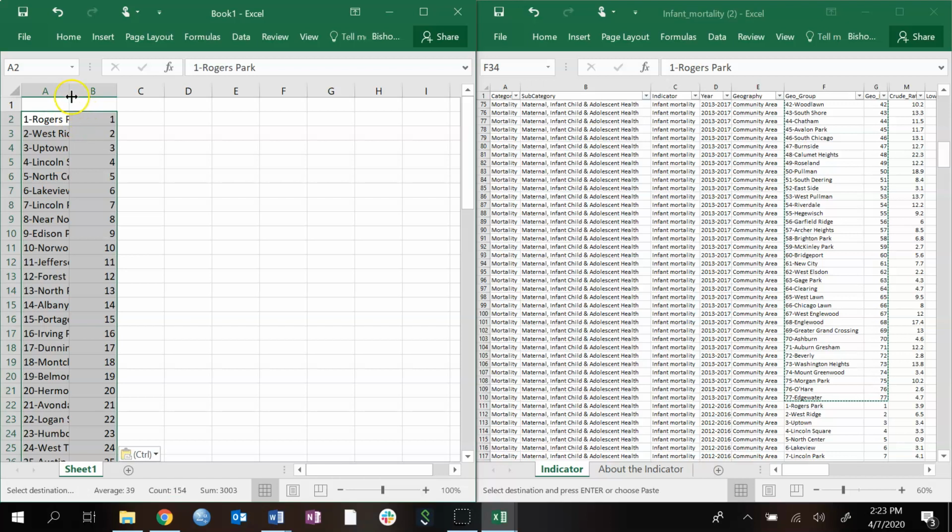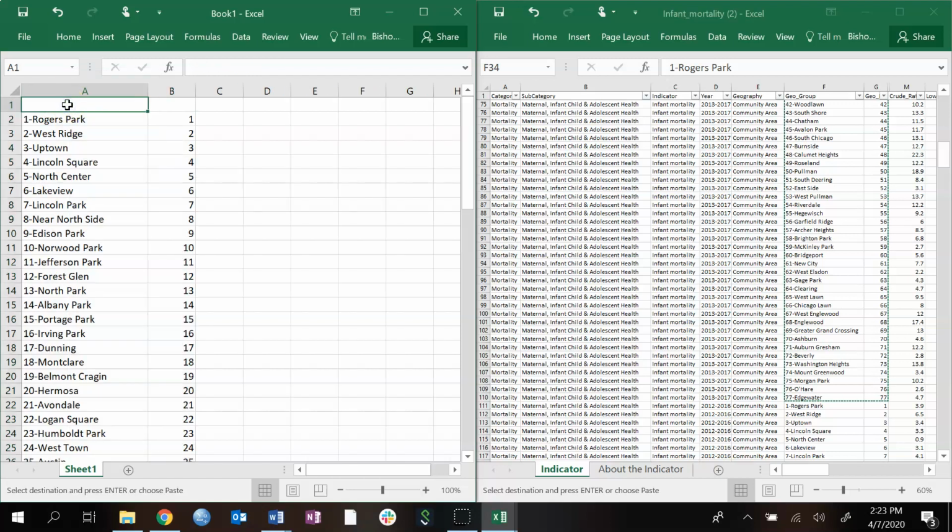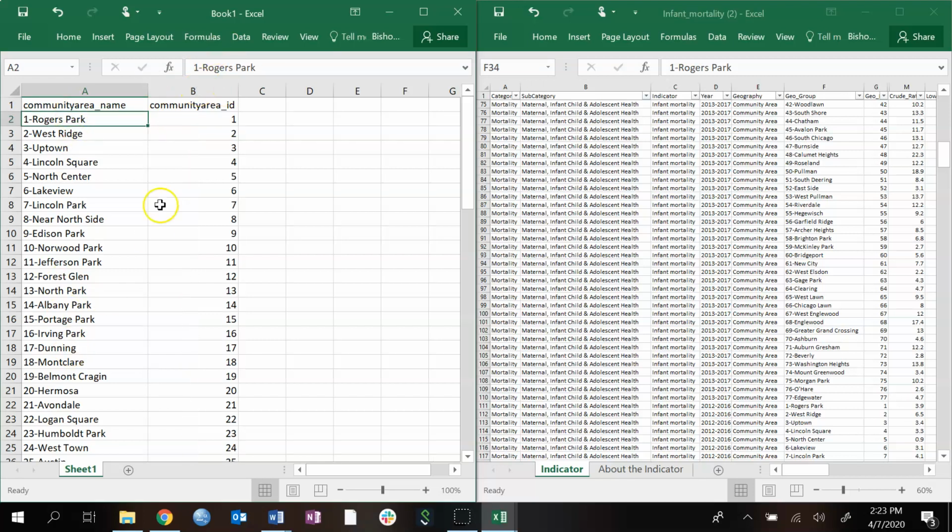paste, okay? And I'm going to label my first column community area. And we want to take out all the spaces here because SPSS can be real fussy with the spaces, and we're going to be doing the analysis for this in SPSS. Okay, so instead of using spaces, we're going to use an underscore. Okay. All right, so you've got community area underscore name, community area underscore ID. Okay, so that's great. So this is the infant mortality data file.